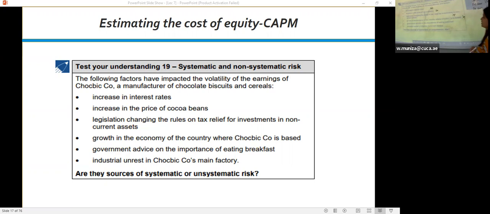Systematic. Okay, then government advice on the importance of eating breakfast. Unsystematic, because this is going to affect the chocolate biscuits and cereals. Unsystematic. Okay, then industrial unrest in Chocolate Company's main factory. It's again a unique risk. So this is unsystematic. This can come as a multiple choice question or anything like that. So unsystematic risk is the unique risk related to the industry in which you are making an investment, and systematic risk.